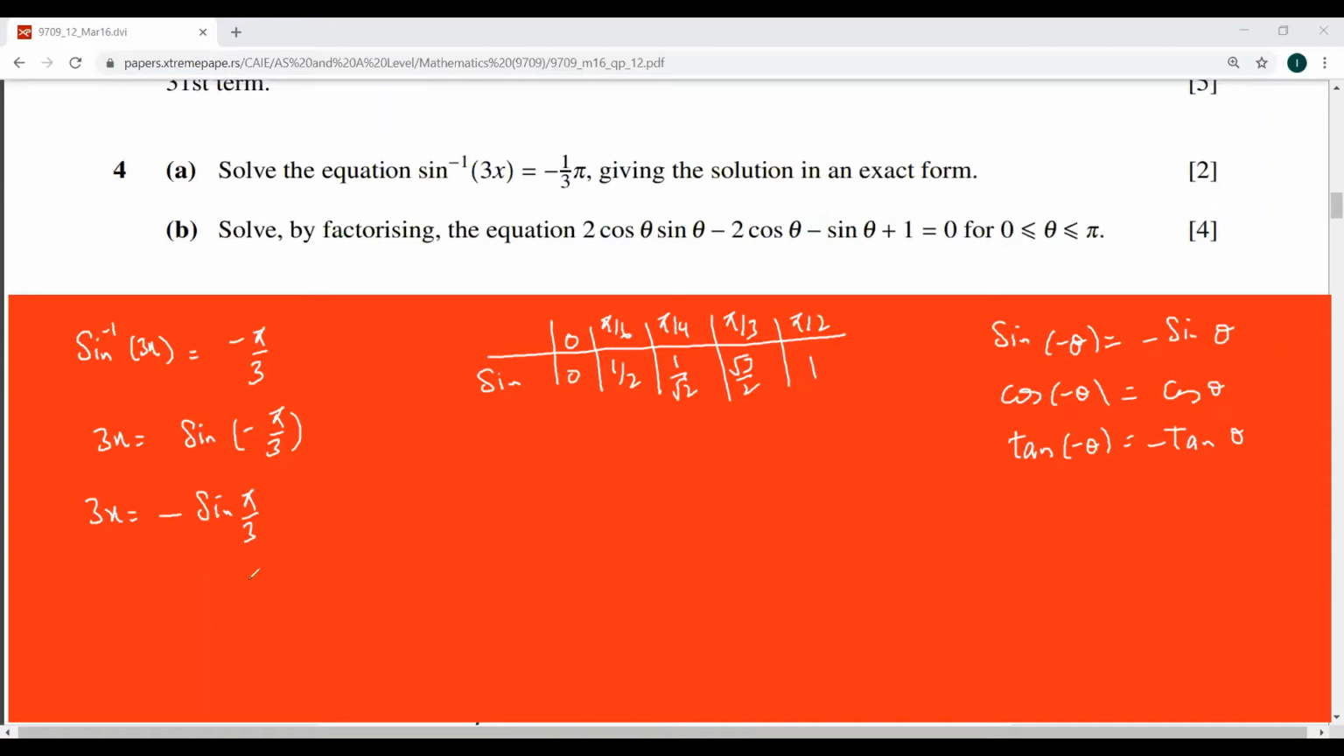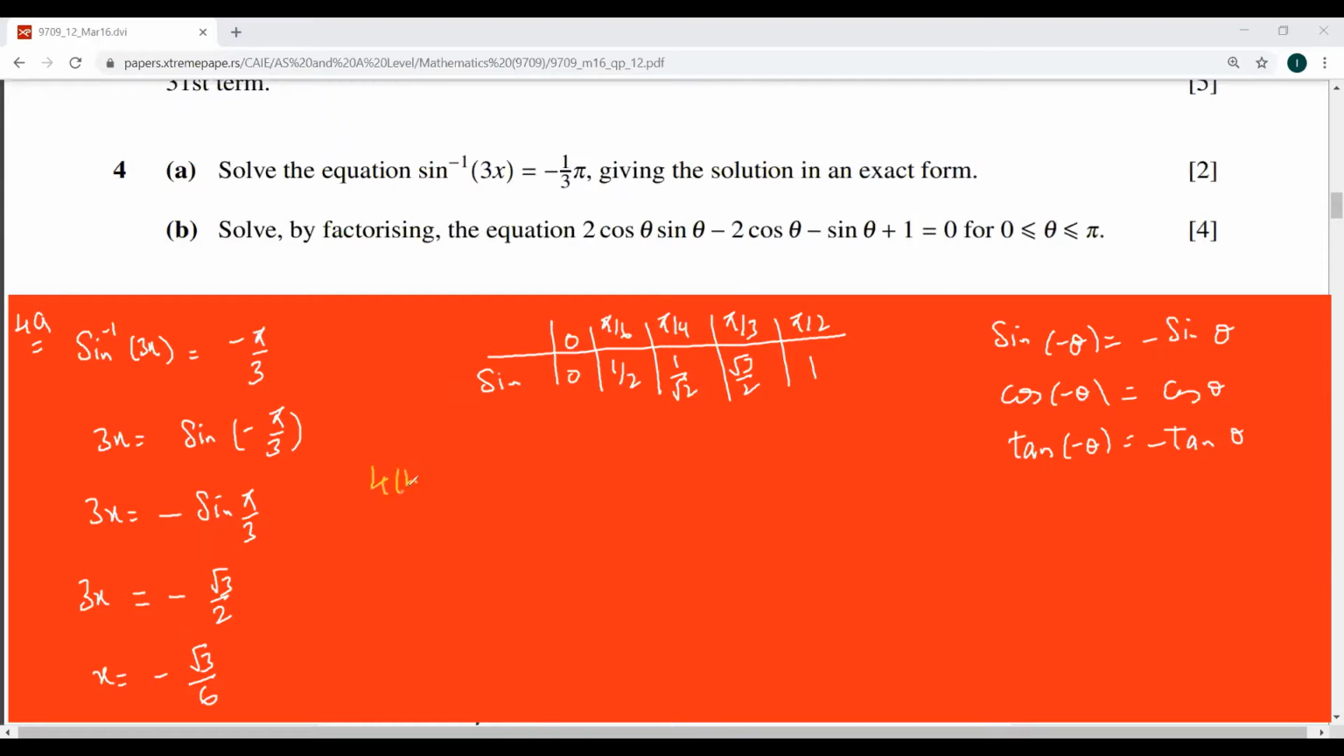So you must remember these values, because examiners want you to give the answer in exact form. This is minus under root 3 over 2. So your x is minus under root 3 over 6. Okay? So this was 4a. Then we have 4b.